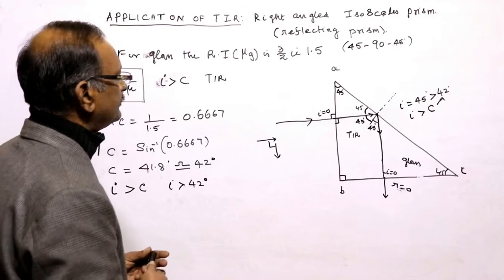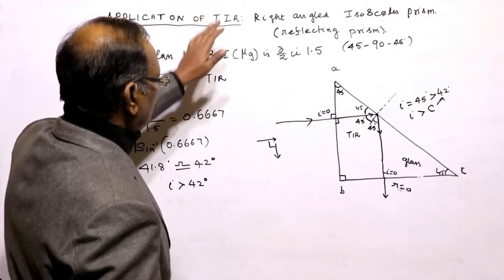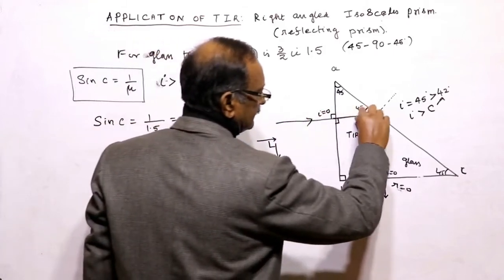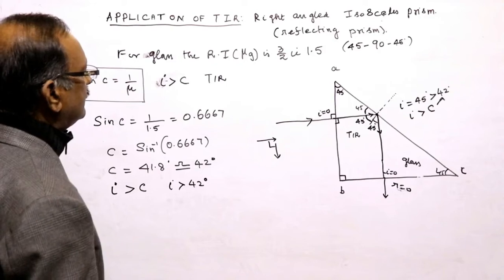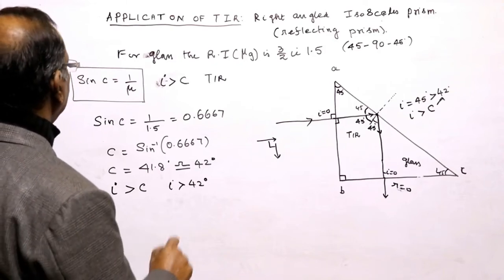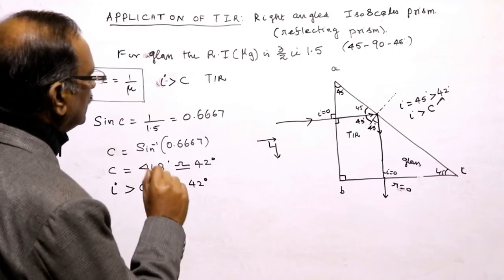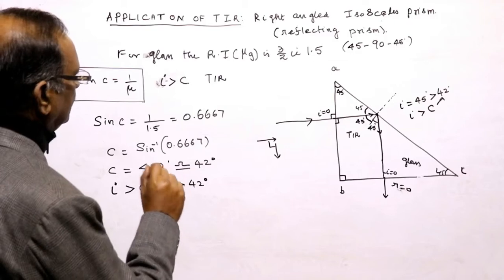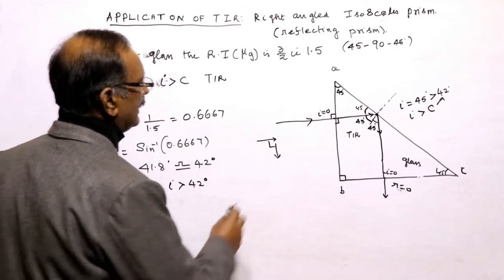Therefore the rays can be diverted 90 degrees. A right angle isosceles prism can be used to direct the rays through 90 degrees. As a right angle prism, that is 45, 90, 45 degree, it is used to deviate the rays through 90 degree.